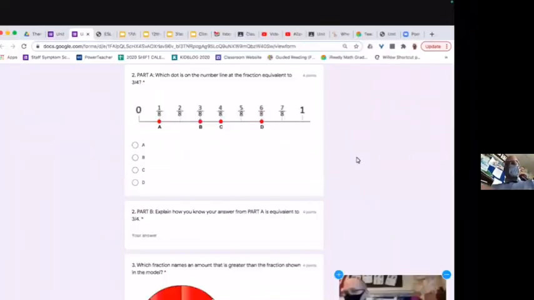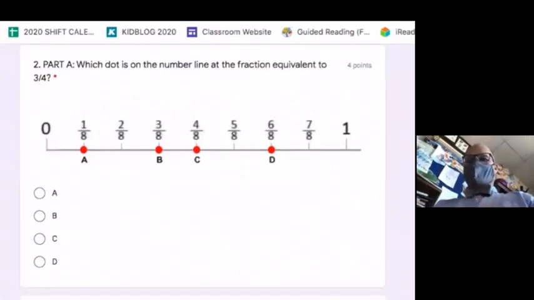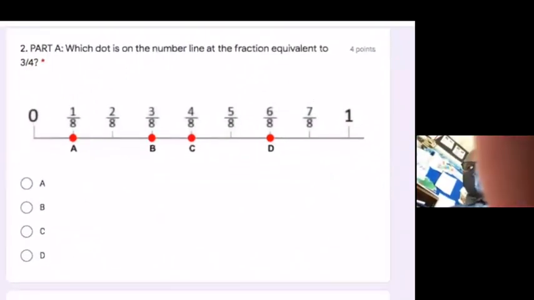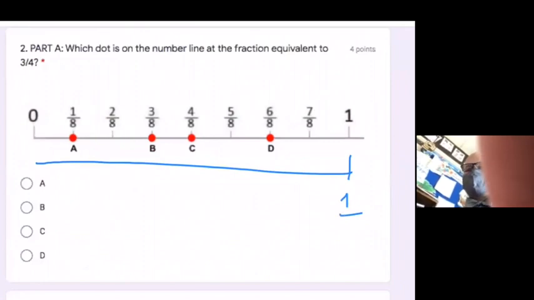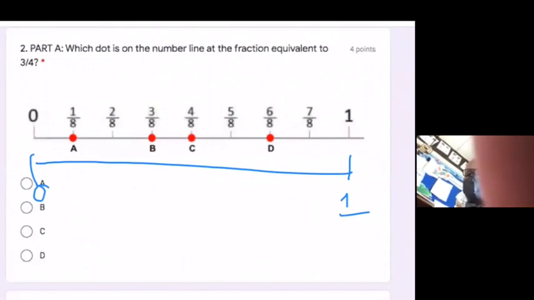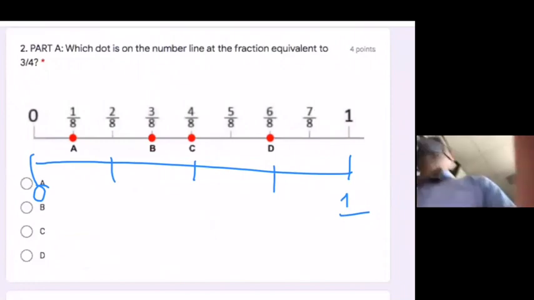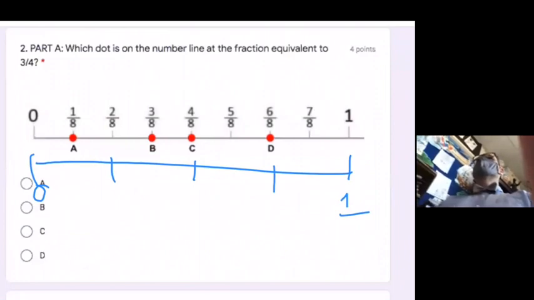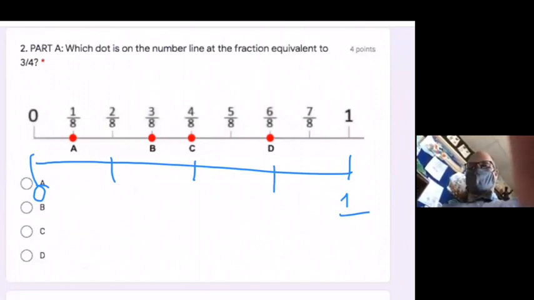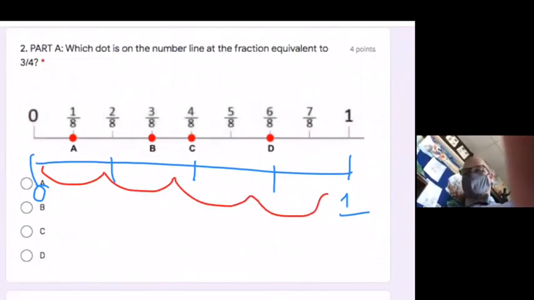Okay? Number 2, part A. What you should have done is, I told you, you could draw another number line underneath, okay, and do a 1 and do a 0, and then break it up into 4 equal parts. So here's the middle, here's the equal part, here's the equal part. So now how many equal parts are there? Count with me. 1, 2, 3. There's 4 equal parts.